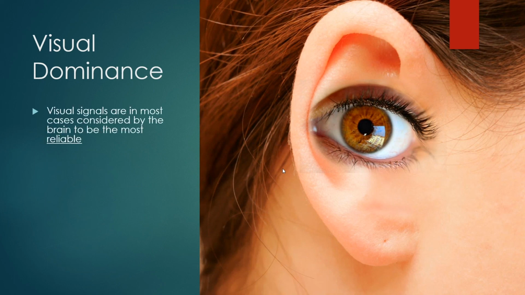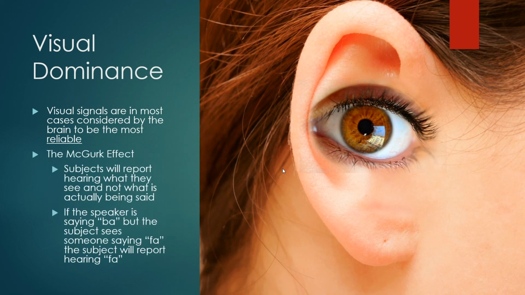So the McGurk effect. This is just the idea that visual signals are more dominant, so more reliable. And I'm going to go through this pretty quickly. If you hear someone say ba, but you see a video of someone saying something else, you'll actually report hearing what you saw versus what you heard. So the brain is giving a lot more credence to the visual signal than to the auditory signal. And you can trip people up on this.